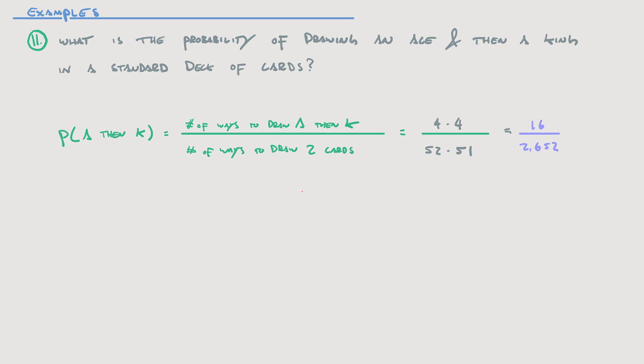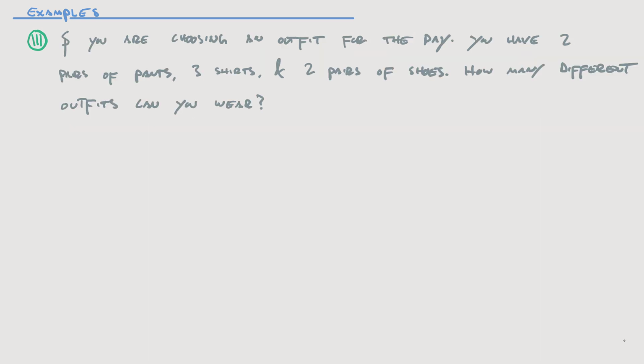52 times 51 is 2,652, and 16 divided by that, which I went ahead and figured out, is 0.00603332, which is not a strong probability of being dealt an ace and then a king, but there you go. You've got about a 0.6% chance of being dealt an ace and then a king if you were to randomly deal yourself 2 cards.